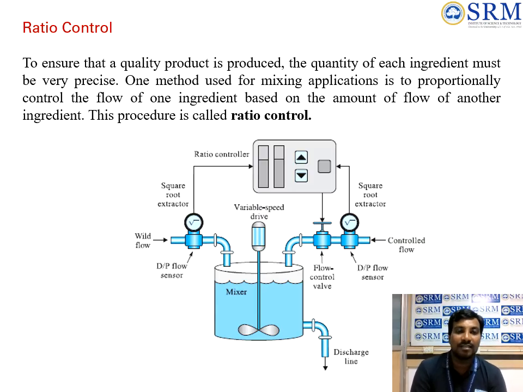The next method is the ratio control. To ensure that a quality product is produced, the quantity of each ingredient must be very precise. One method used for mixing applications is to proportionally control the flow of one ingredient based on the amount of flow of another ingredient. So this is called ratio control.